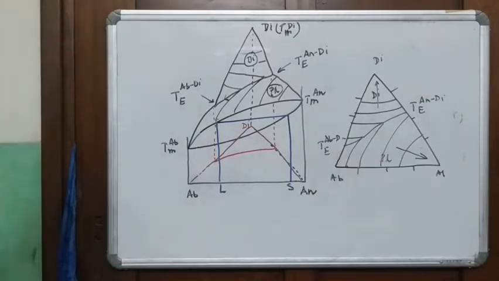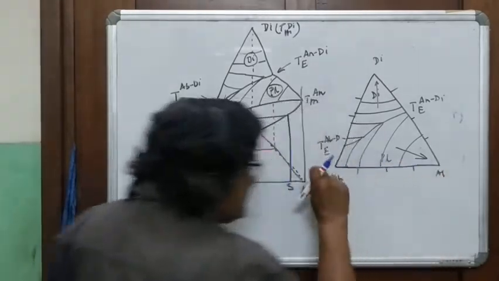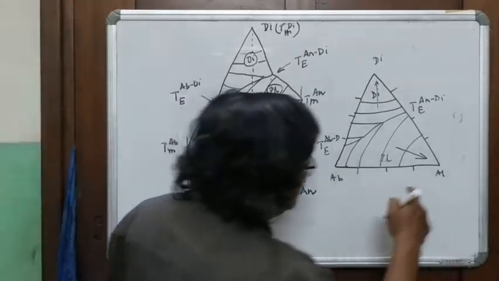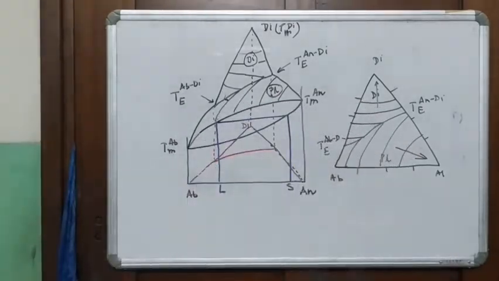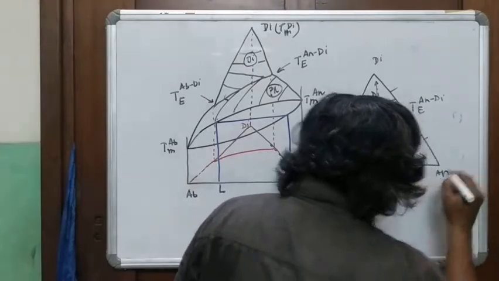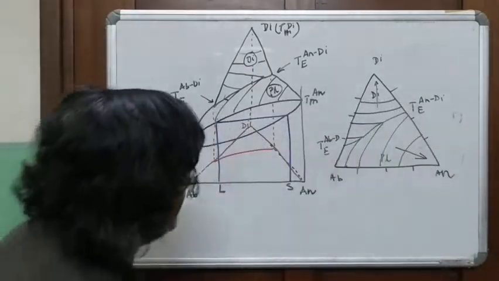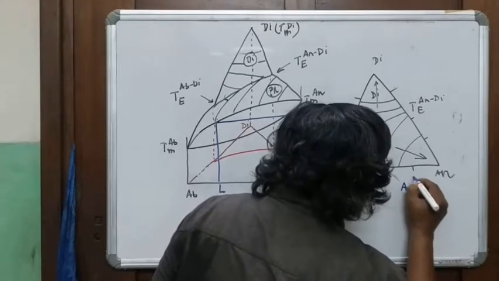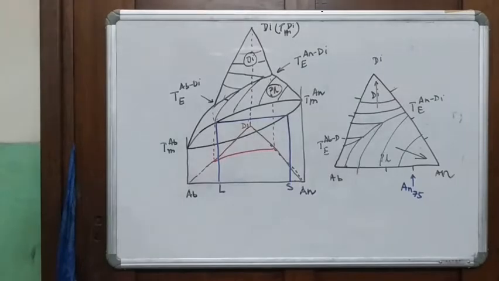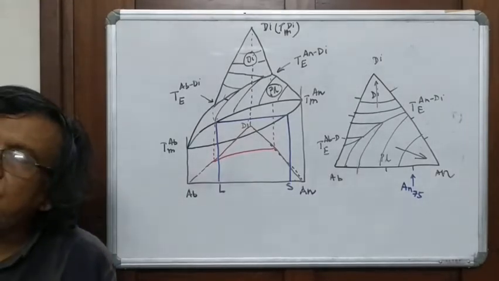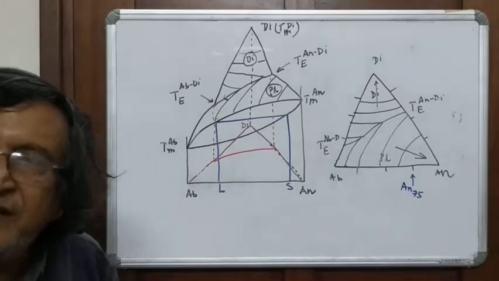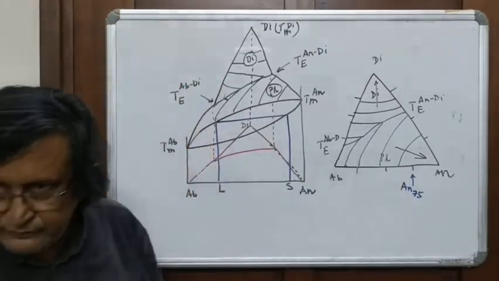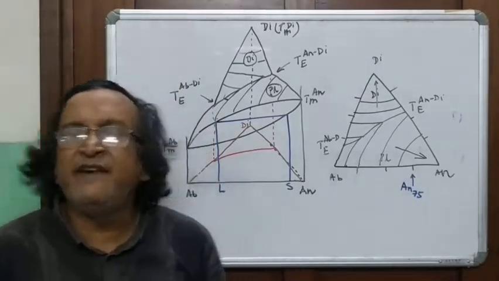Have you understood? So at the base, say this is anorthite 75, this point. So now, where will be the composition of anorthite 75 if it was the solid? This is anorthite 75 of the liquid. Where will be anorthite 75 of the solid?